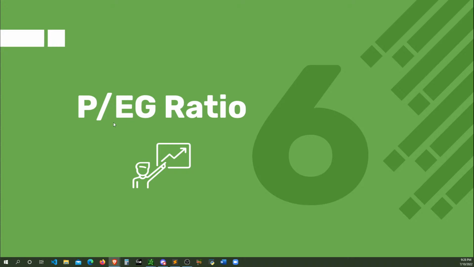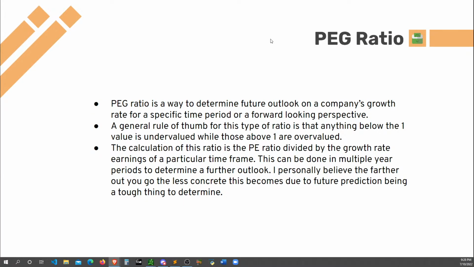All right, now the PEG ratio. Now this one is also really good, really good to determine the future of the company, right? So the PEG ratio helps you look at the future outlook of the company's growth based on a specific time period from a quote-unquote forward-looking perspective. So you're essentially speculating the future growth of the company.